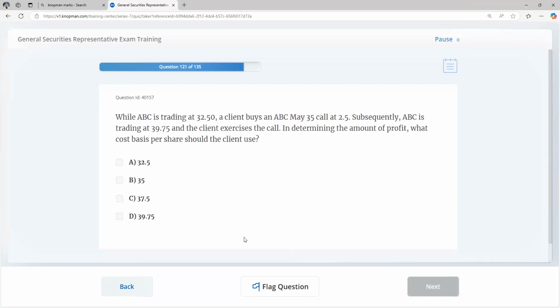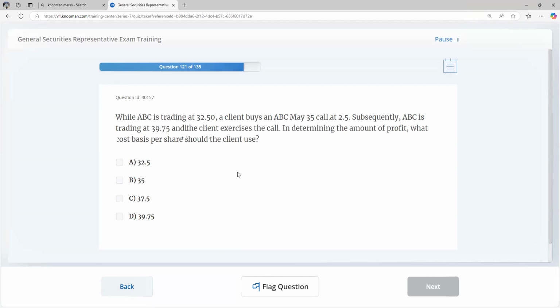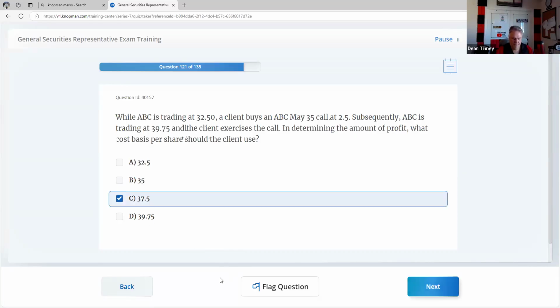While ABC is trading at 32.50, you buy a call at 35, call it 2.5. Subsequently, it's trading at 39.75, and you exercise your call. In determining the amount of profit, what cost basis per share should the client use? Okay, so they buy it at 35 plus 2.50, 37.50, right? It's the break even. Oh, yeah, right on. Okay.